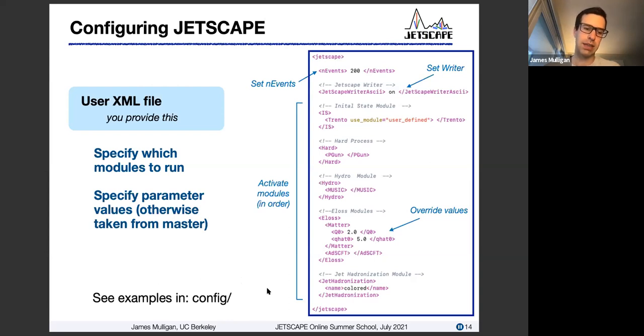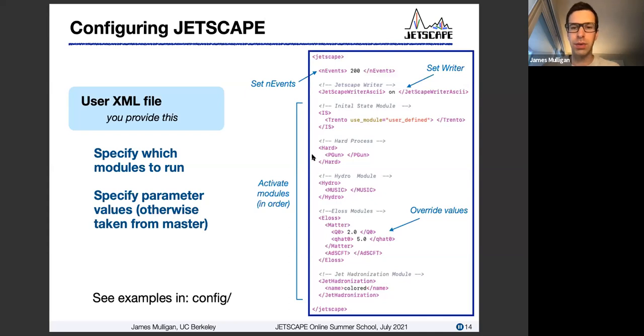There are a few different examples you can see in the JETSCAPE repository under the config directory. And this is something, again, you want to adapt to exactly the physics that you want. You eventually want to think, okay, what parameters do I want to run this specific module with, and that module with?